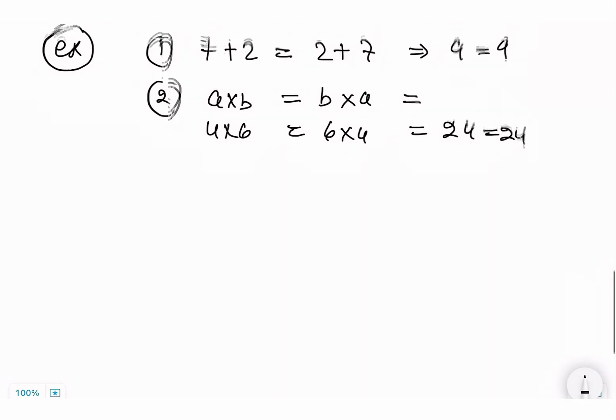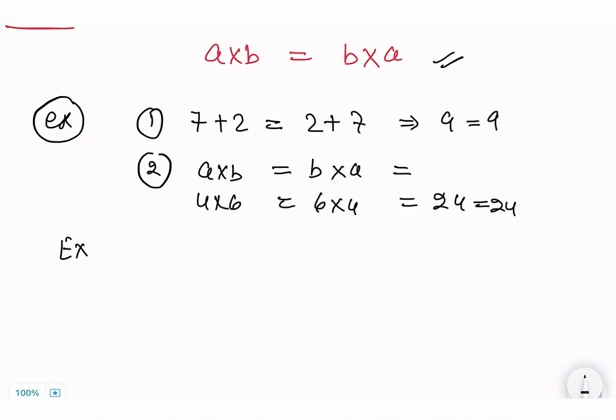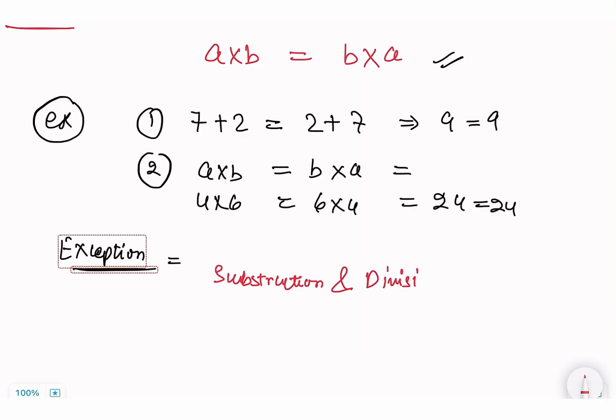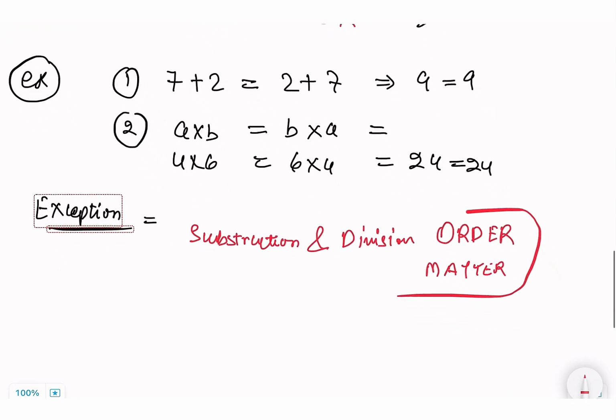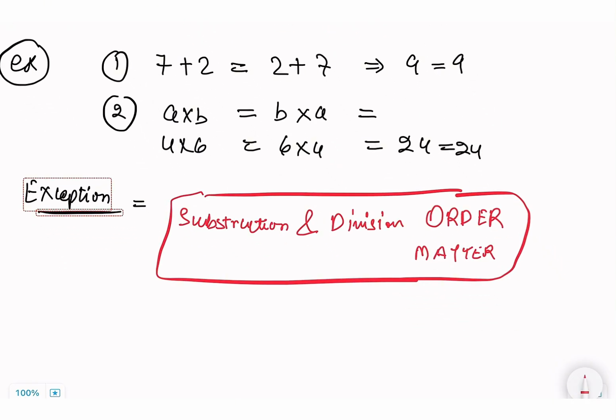So basically, in this scenario, what is the exception? The exception is only in subtraction and division, where order matters. You can calculate without order in addition and multiplication, but in subtraction and division without order, the answer will be wrong.